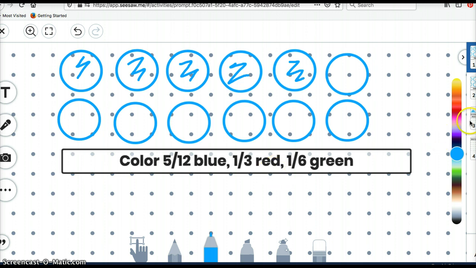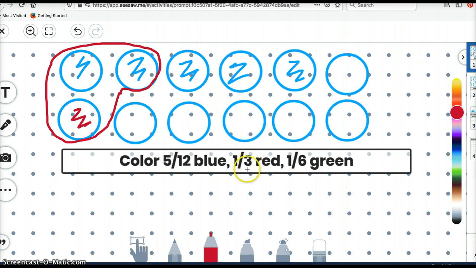But then we go to red. 1/3 is red. So let's think about what the fraction means. It means that we need 3 parts to make the whole. So here is 3 parts to make a whole. And one of those parts needs to be red.